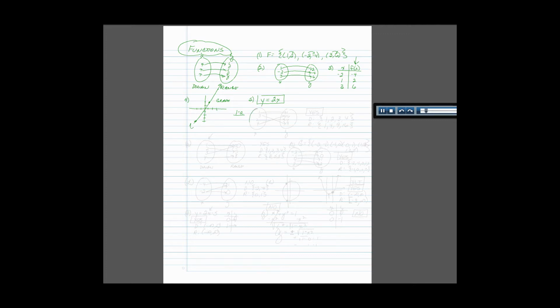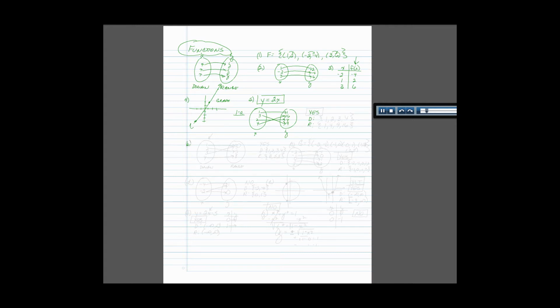I have my x values as 1, 3, 2, and 4. And then I have my y values as 1, 16, 4, and 9. 1 maps to 1, 3 maps to 9, 2 maps to 4, and 4 maps to 16. Each one of my x's only goes one place. So yes, that is a function. We'll come back and do the domain and range of that one in just a second.